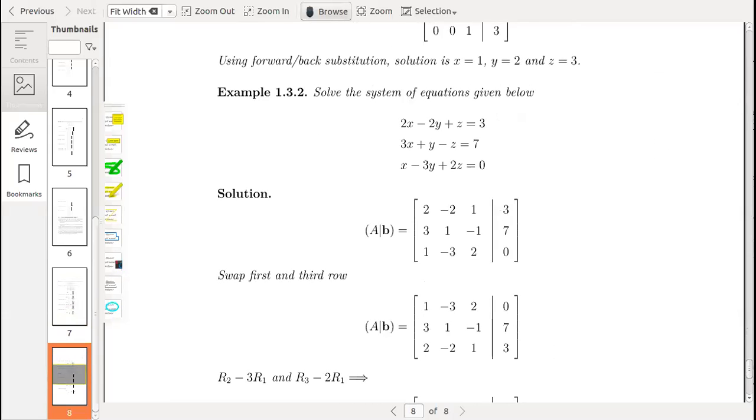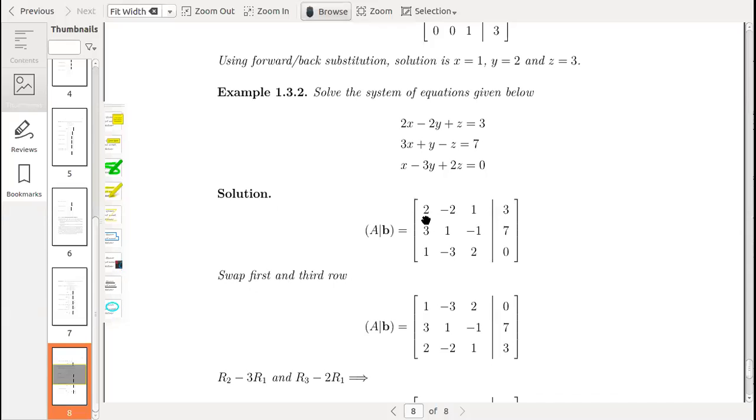Okay, the next example is similar to the previous one. Solve the system of equations given below. So here, this is the augmented matrix, and it depends on you whether you swap the first row with the third one or not. But why has he swapped this? Because this entry is 1. But you can also make the first entry 1, but it will give you some complication.